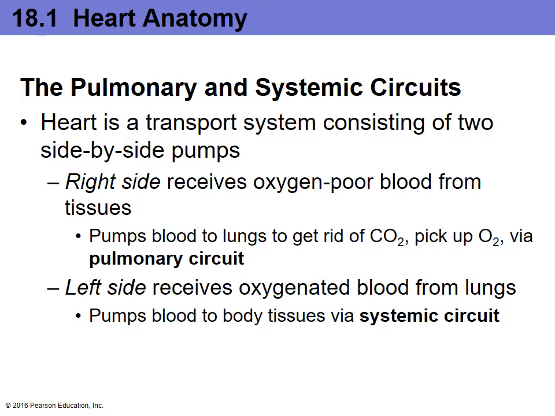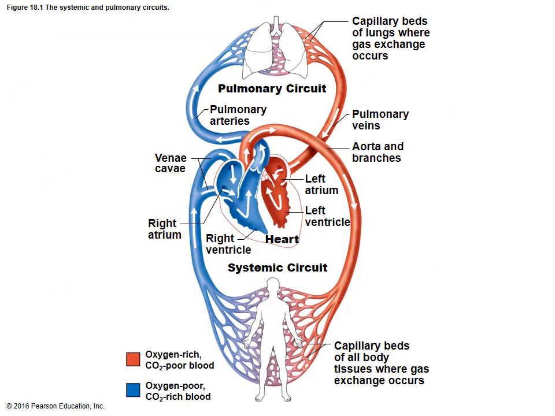But before we get there, let's go ahead and take a look at some illustrations. All right, so here's a nice drawing of the circuits, meaning the pulmonary and the systemic circulation of blood. And one thing I want to point out is the color code.